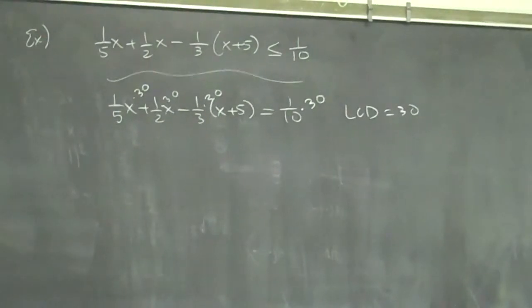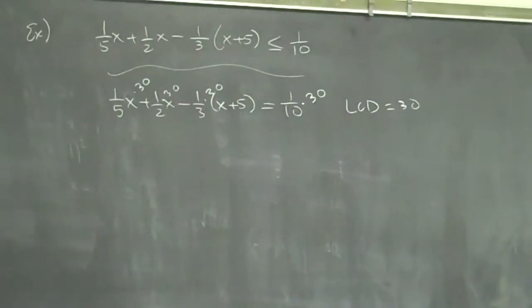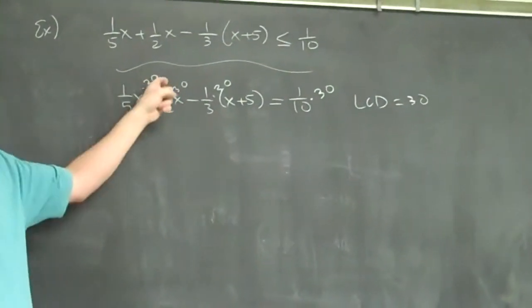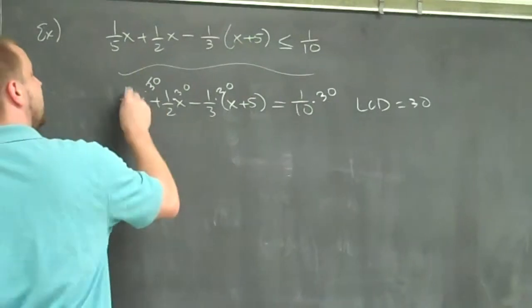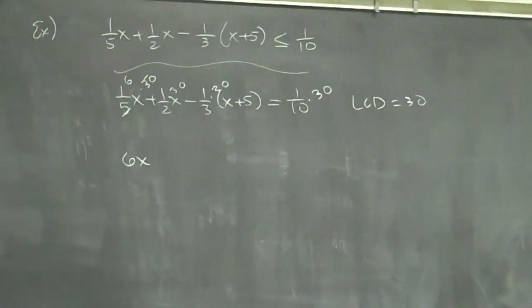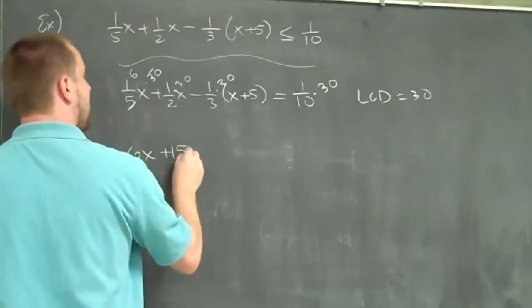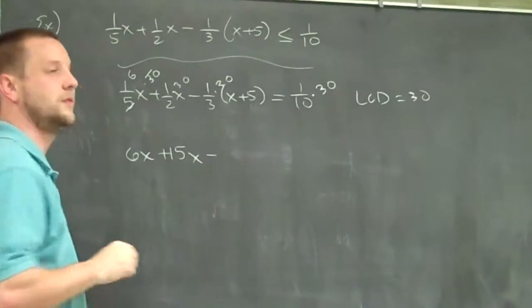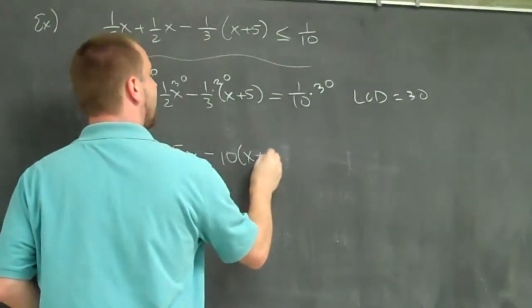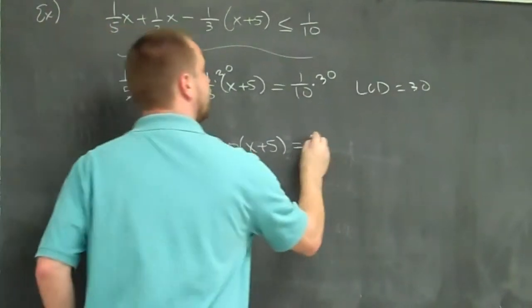The multiplying by 30 is designed to cancel everything from a denominator, right? So right here, when I do 1/5 x times 30, what I'm really thinking is how many times does 5 go into 30? 6. So that's 6 times x, 6x. And then what's half of 30? 15. So plus 15x, minus 1/3 of 30 is 10 times that x plus 5, equals 3.